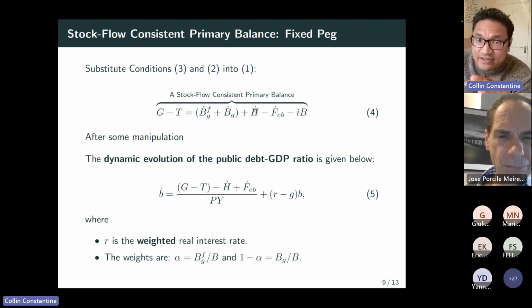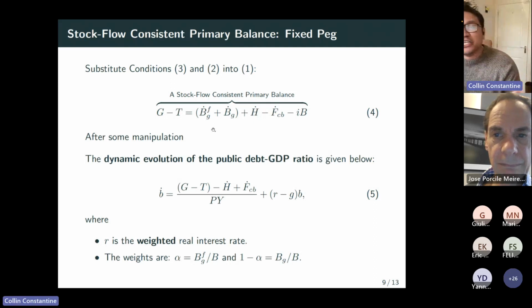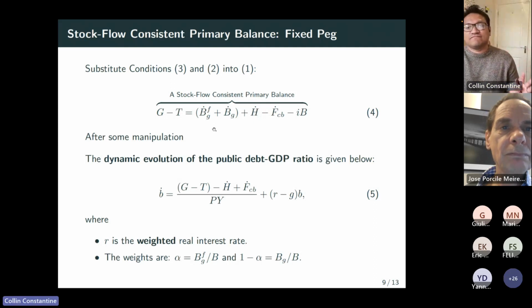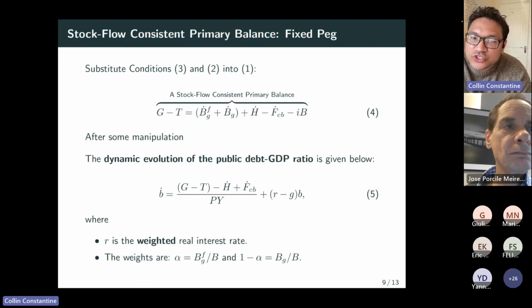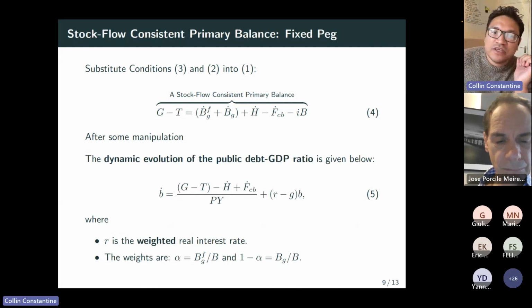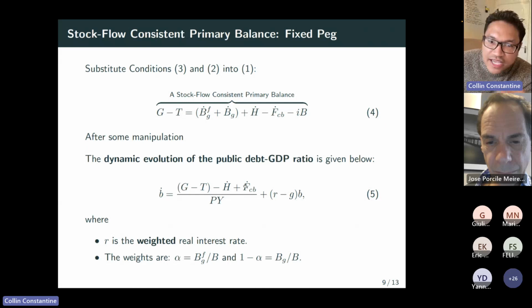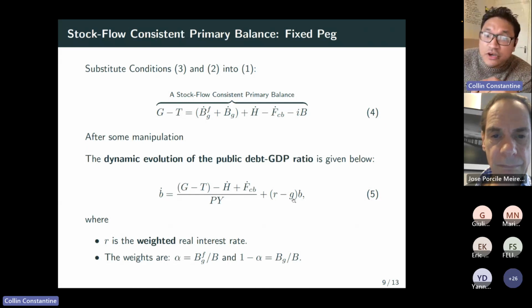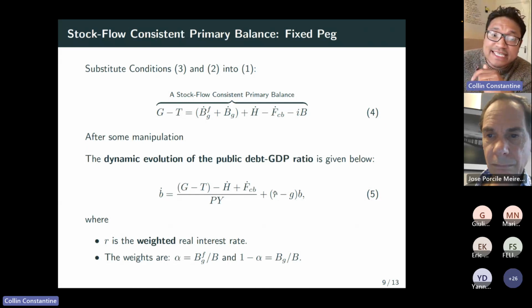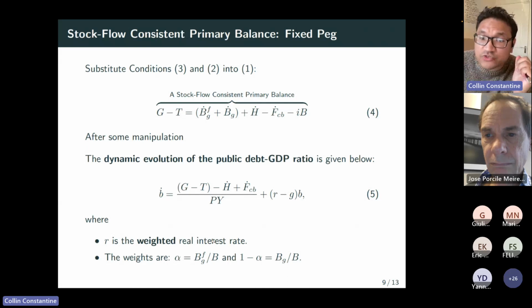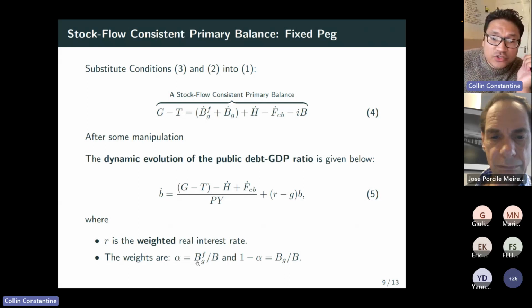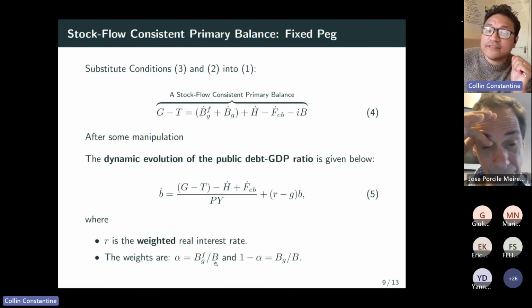This H dot again, it's all about endogenous money creation. After some manipulation, we get 5. A related version of the Domar model, except there is H dot and now there is F dot. Now this R is not the same R as in the standard model. This is the weighted real interest rate, and the weights relate to the external debt share of total debt.